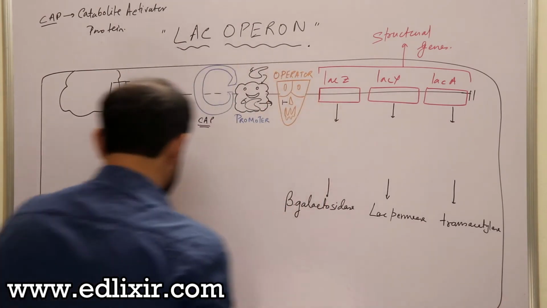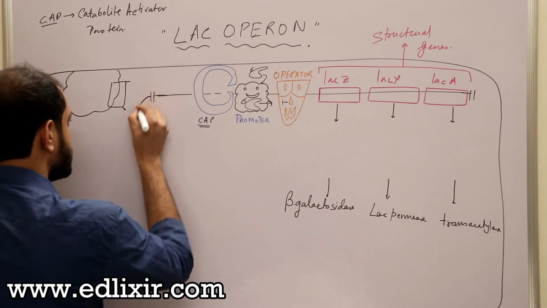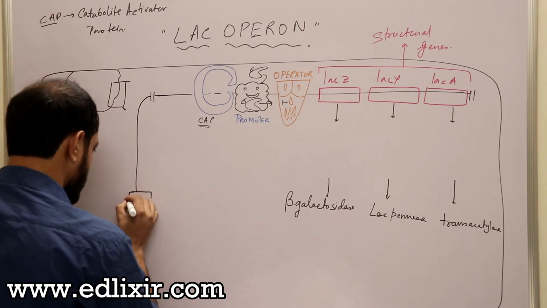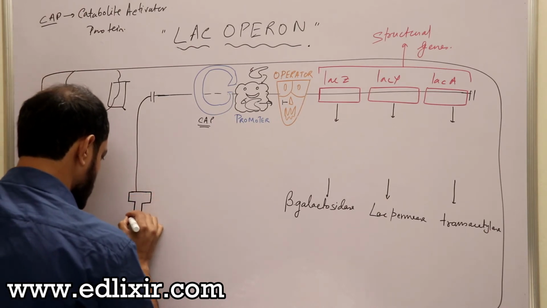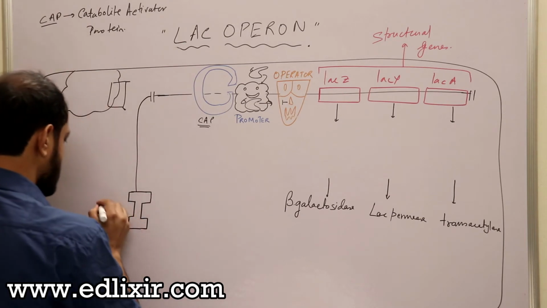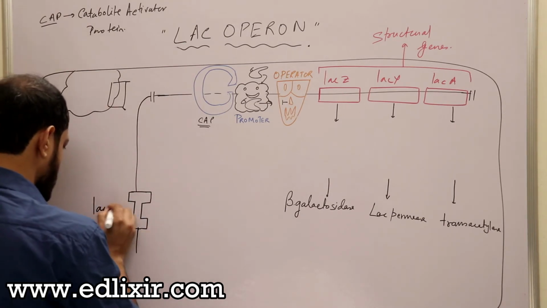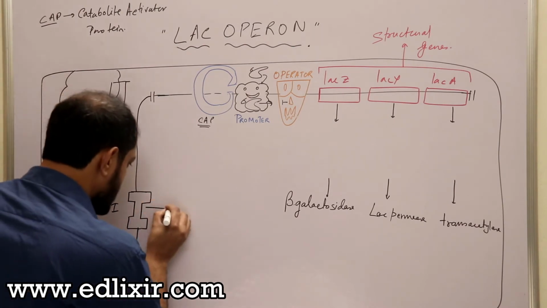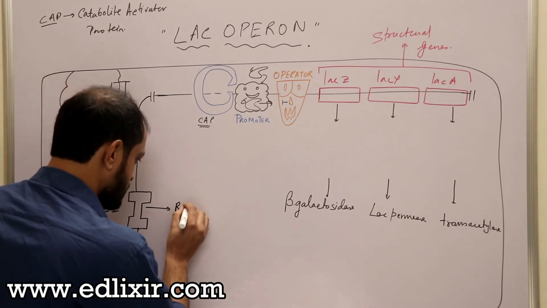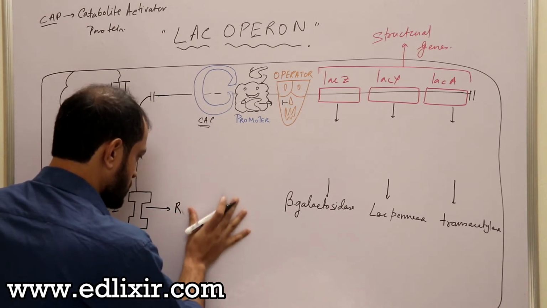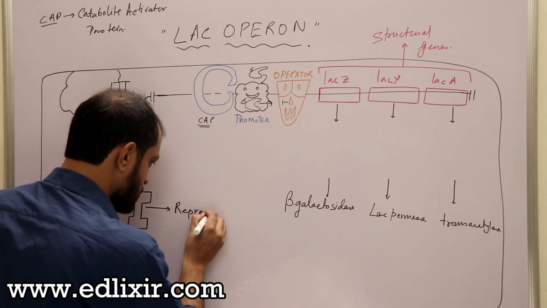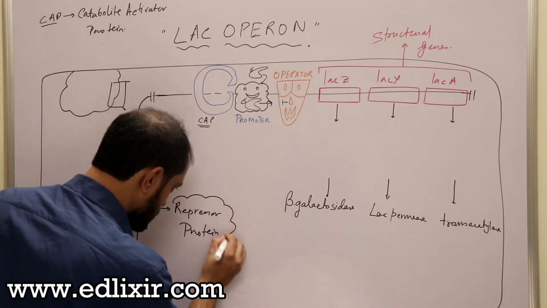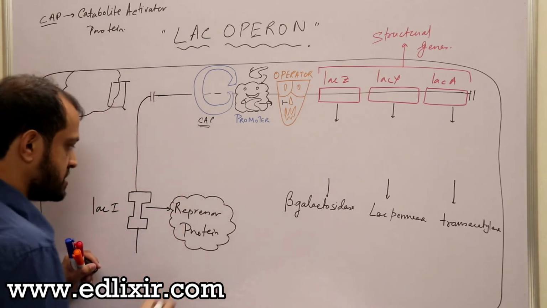Now, listen with all your attention. There is a gene which is far, far away from all these things. This gene is called LAC. Clear? This gene creates a protein called repressor protein.